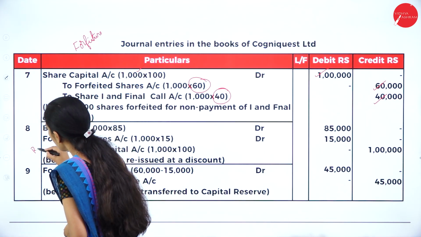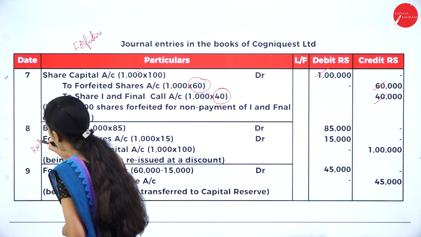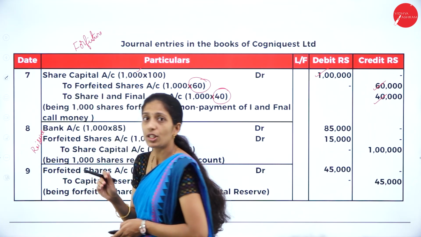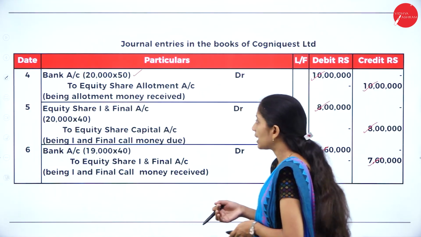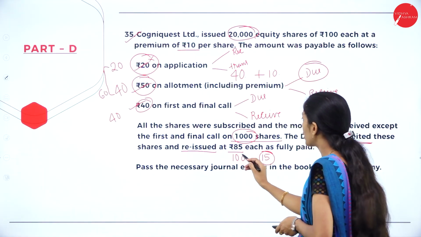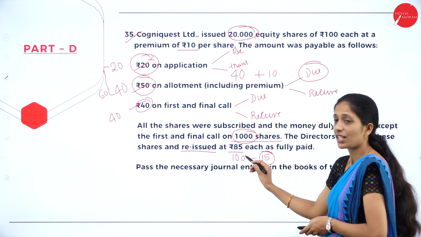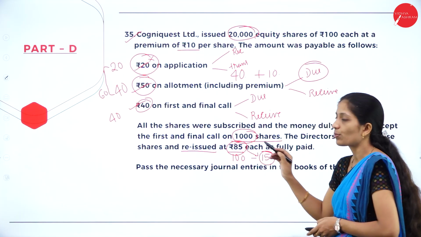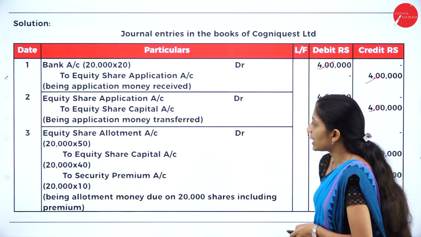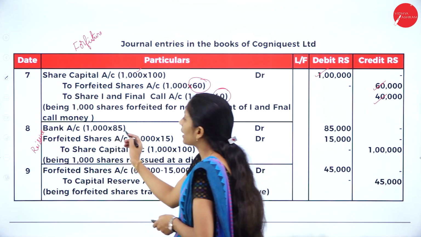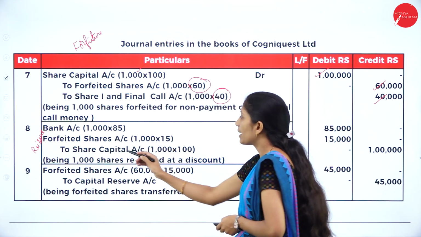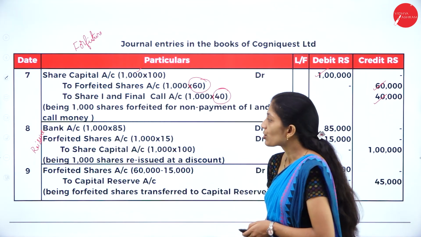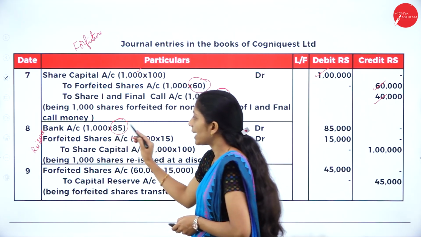Reissue. So this is reissue entry. So they have reissued at rupees what? 85, correct? So they have reissued at rupees 85, 100 rupees shares, they were reissued at 85. So 15 rupees is what? Discount. So what is the entry then? Bank account data, forfeited shares account data to share capital account. So this will be the reissue amount 85.